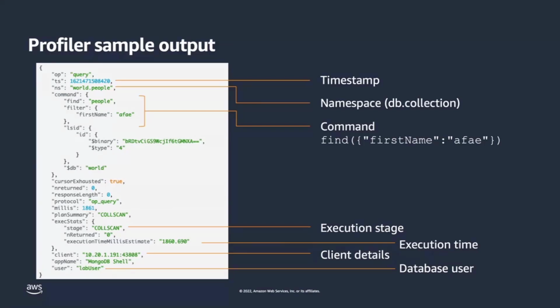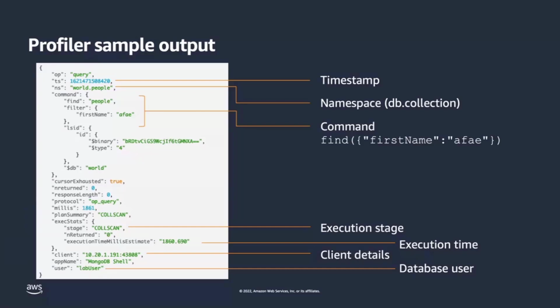Right? You do see it was a find on the people collection. A filter was passed in, wanted to match on a first name of AFAE. Right? And then if we go down, we see the execution time millis, about two thirds of the way down. It's about 1.9 seconds to execute it. And we see that this query performed a collection scan, or as it says here, a COLLSCAN, which is like a table scan in a relational database. Right? So it's something you don't want because it's going to read every document in the collection.